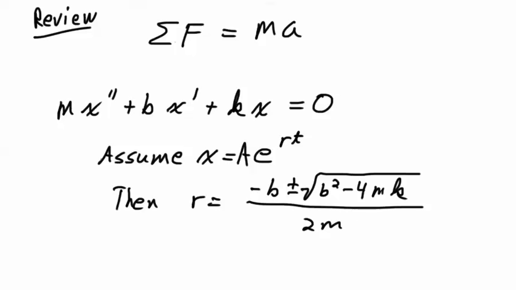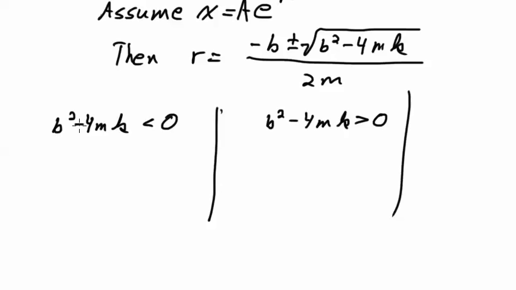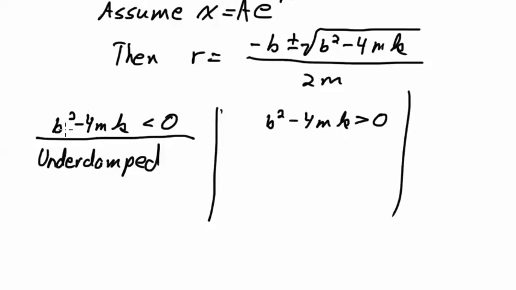Now, we already discussed the critically damped case where b squared minus 4mk is equal to 0, but what about the b squared minus 4mk less than 0 case? This is going to give us an imaginary number when we take the square root of a negative number, and it's also the underdamped case where we get oscillations. If b squared minus 4mk is greater than 0, we get the overdamped case.